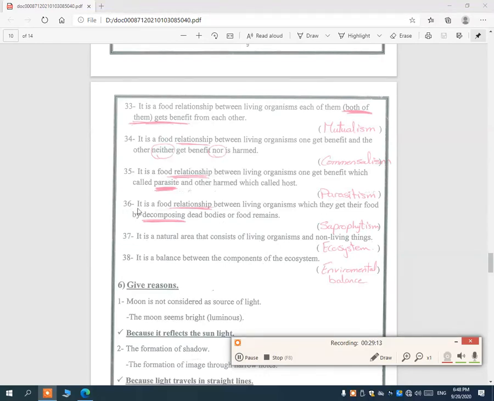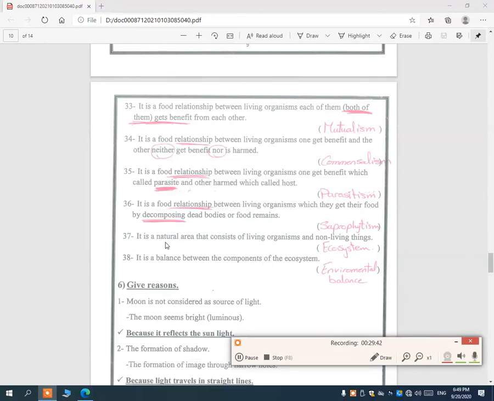Number 36: a food relationship between living organisms when they get their food by decomposing dead bodies or food remains. When you see decomposing or saprophytes, we said that you have to write saprophytism.